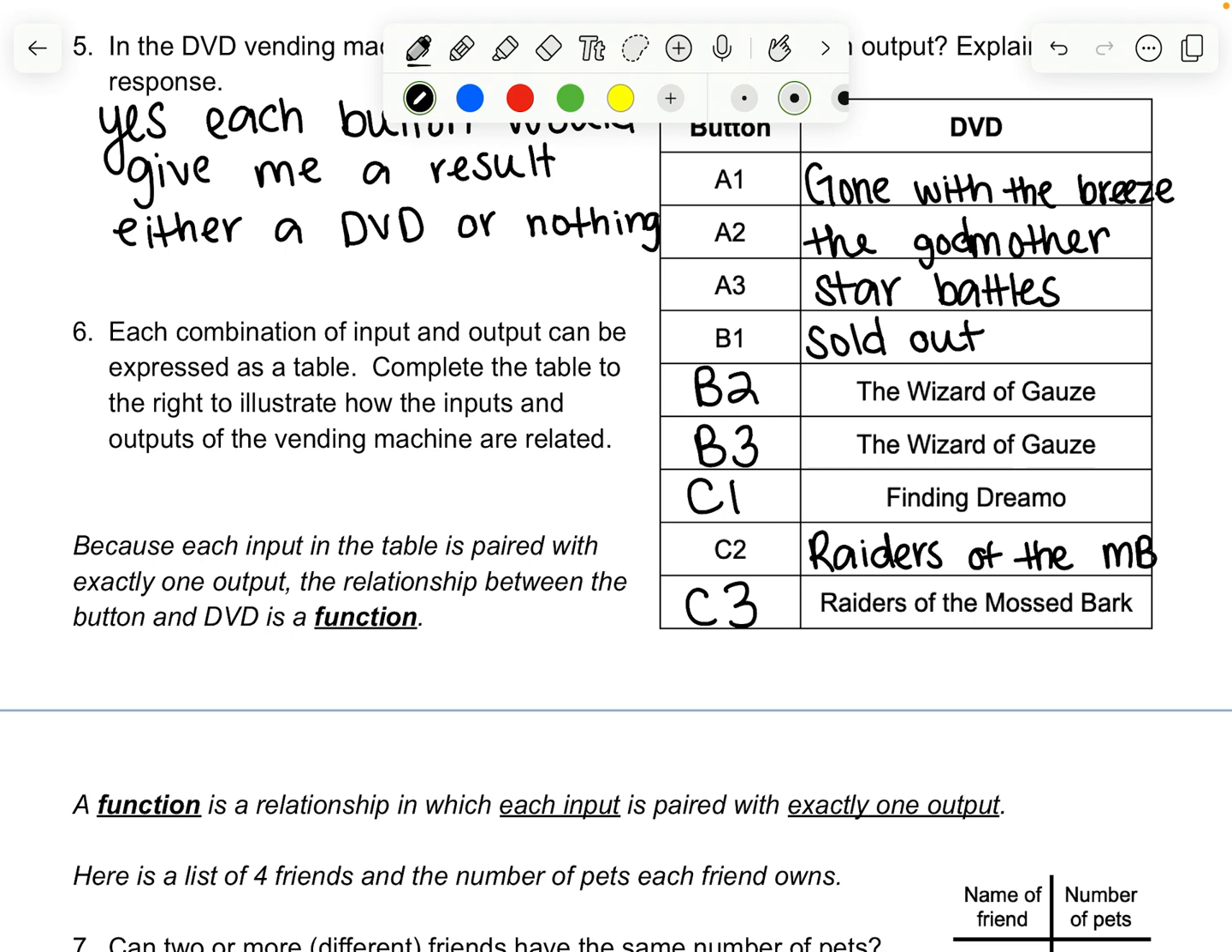It says to the left, because each input in the table is paired with exactly one output, the relationship between the button and DVD is a function. So remember, even though B1 is sold out, if you push that, it would still give you a result of not receiving a DVD. Okay.